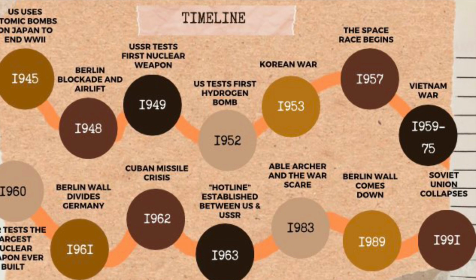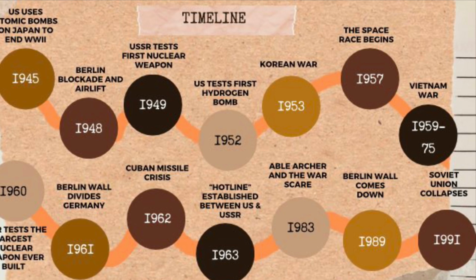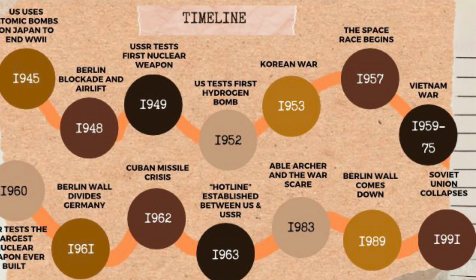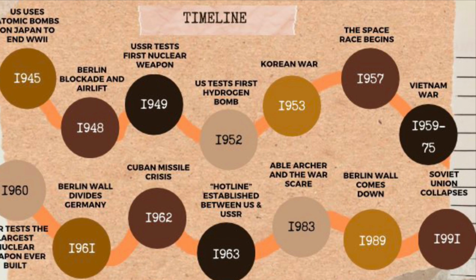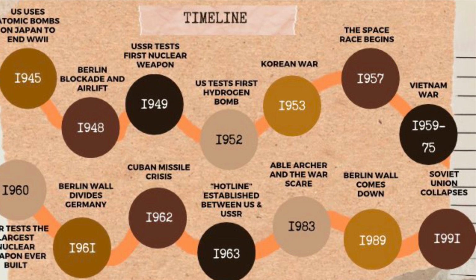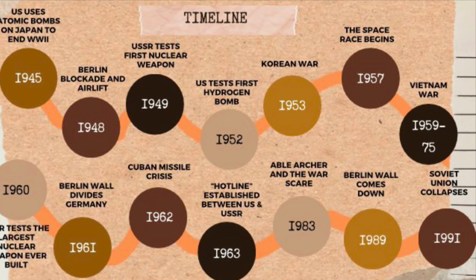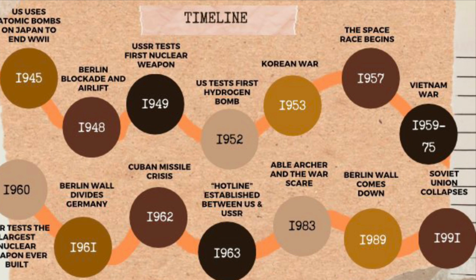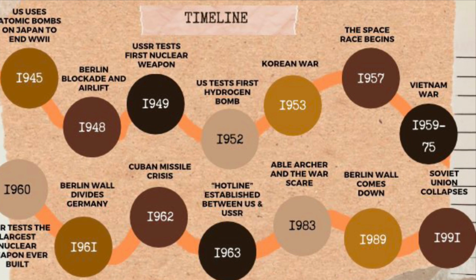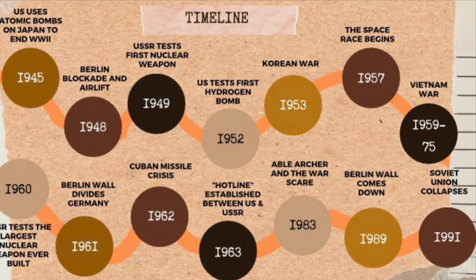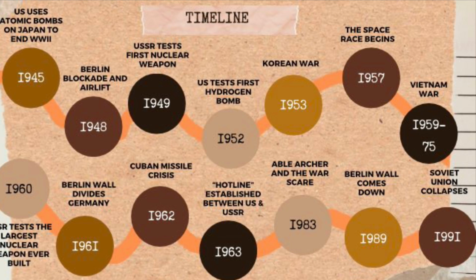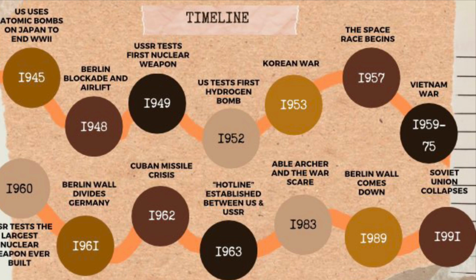1948. Berlin blockade and airlift. After World War II, control of Germany was divided between the Western Allies and the Soviet Union. In June of 1948, the USSR attempted to gain control of the entire city by cutting off all of the surface traffic to West Berlin. The United States responded with a daily airlift of food and supplies into the besieged city.